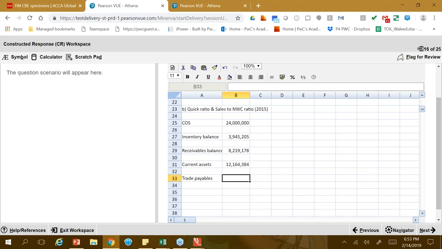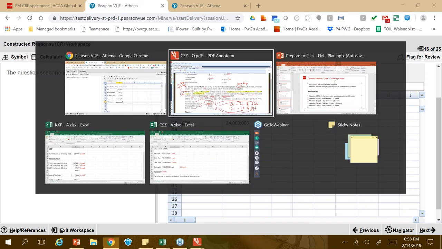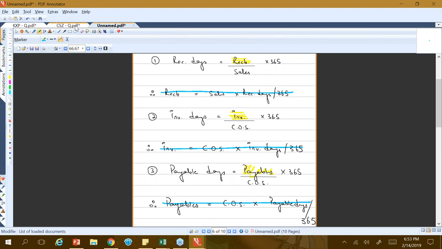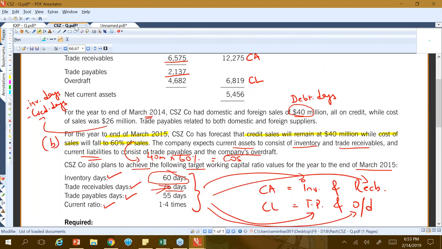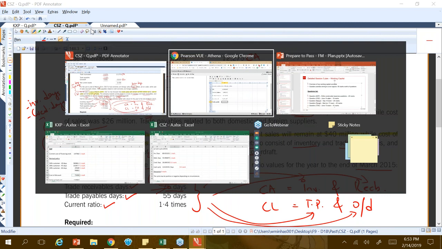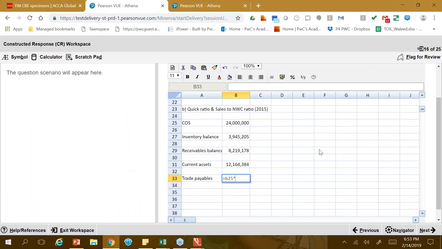We have got our calculation here, which is giving us the cost of sales into payable days over 365. So cost of sales, which is in B25, into payable days, which are given in the question as 55, over the 365. And that gives us the trade payables balance as well: 3616438. Now, can you think of an issue with this calculation which I have done?